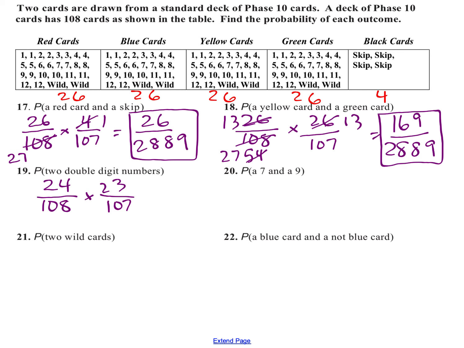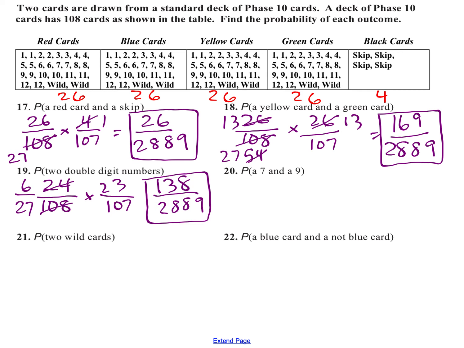All right, a little bit of reducing we can do here. Divide top and bottom by 4, and we get 6 27ths. I don't think there's anything else that's going to reduce for us here. So 6 times 23 is 138. 27 times 107 is 2889. So getting 2 double-digit numbers has a probability of 138 out of 2889.